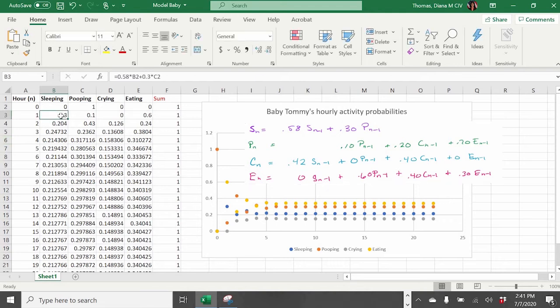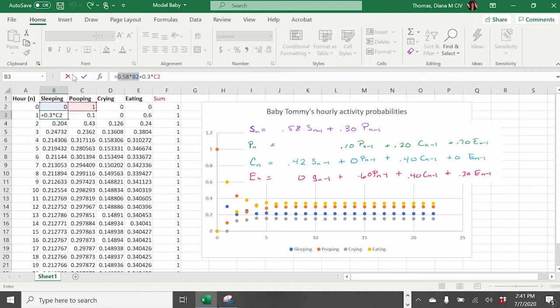Well, to get to the next step, I have to take B2, where's my previous S_n, and multiply that by 0.58. So I take 0.58 and multiply it times B2. And then I have a 0.3 times pooping. 0.3 times pooping, that's C2. So that's how I get to the next step of sleeping.